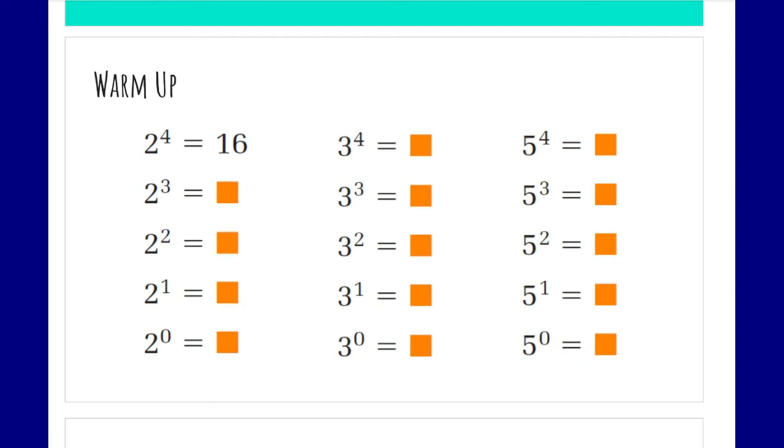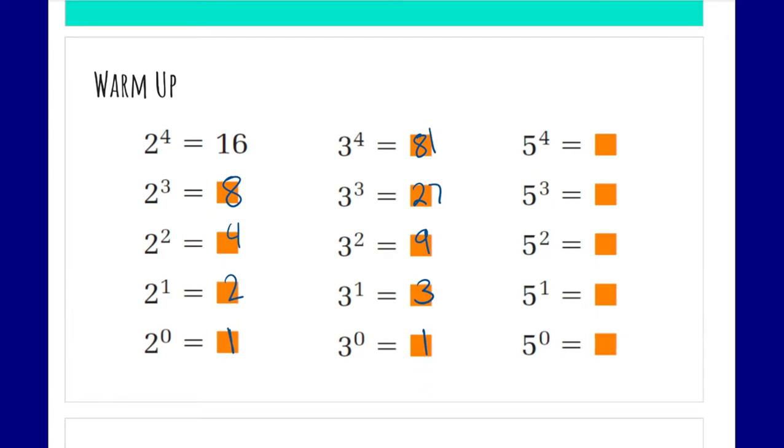2 to the power of 3, we get 8. 2 to the power of 2 is 4, 2 to the power of 1 is 2, 2 to the power of 0 is 1. Right, let's go through and do the same thing with the next one. 3 to the power of 4 is 81. 3 to the power of 3 is 27. 3 to the power of 2 is 9. 3 to the power of 1 is 3. And 3 to the power of 0 is 1.